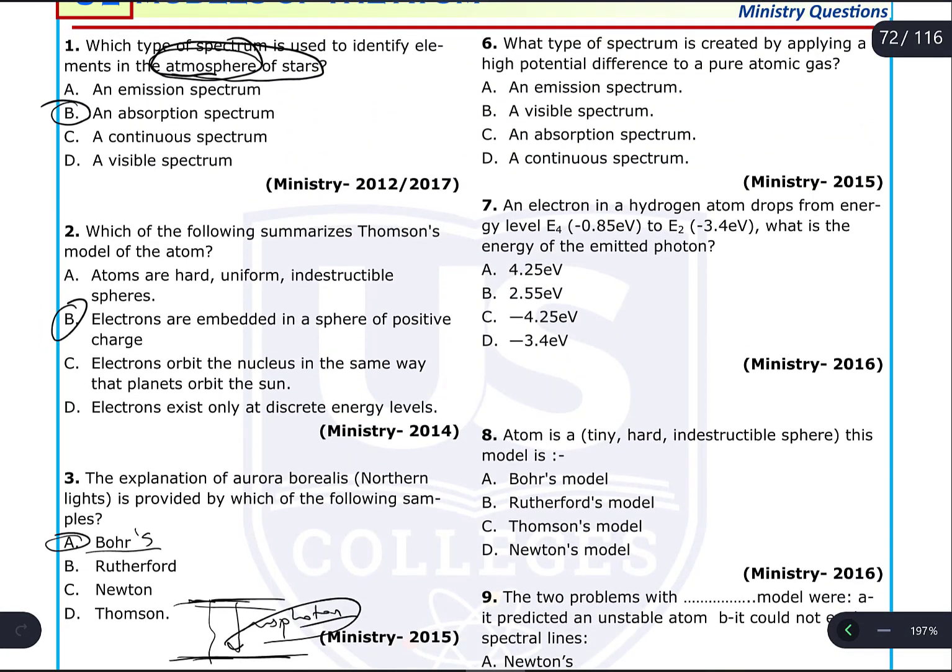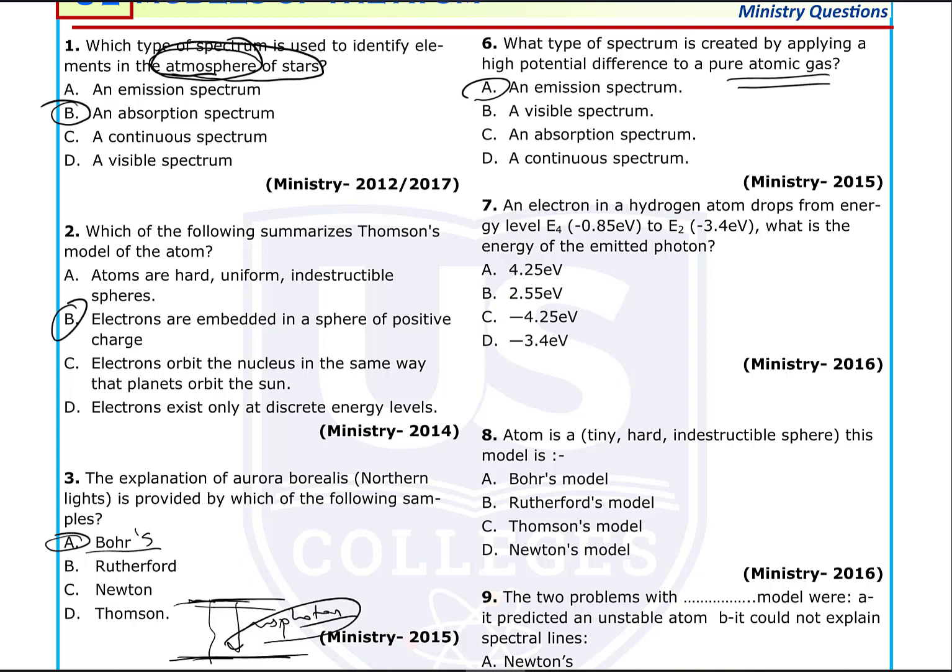Question number 6. What type of spectrum is created by applying a high potential difference to a pure atomic gas? So when you apply it to a pure atomic gas, electrons of this gas are excited to higher energy levels, then transition to the ground state or lower energy levels by emitting photons, which is called emission spectrum. So an emission spectrum.